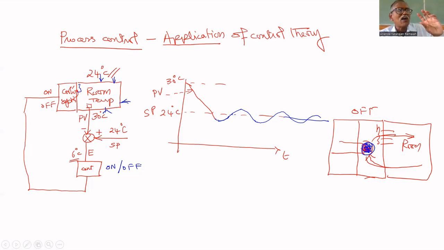Anyhow, if you put an on-off controller, it will not work out. That's why we can convert this controller into a proportional controller.